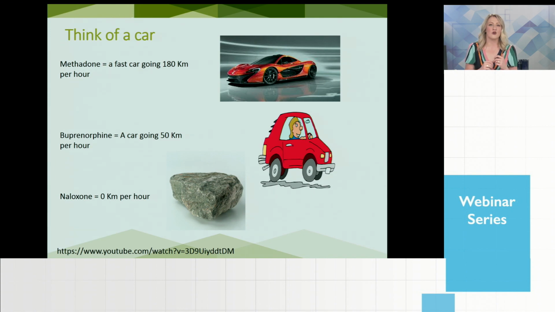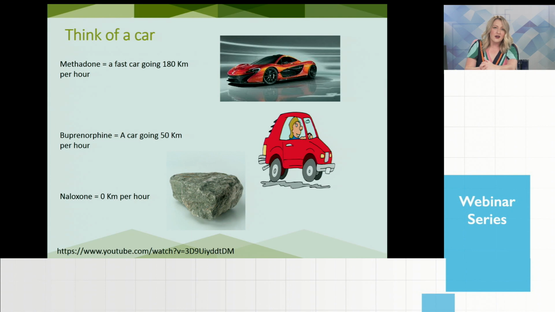Let's think of a fast car going 180 kilometers per hour. When we're talking about a partial agonist, such as buprenorphine, that's a slower car traveling at 50 kilometers per hour, and naloxone would be a rock, not moving at all. So if you're flying down the highway at 180 kilometers per hour and you drop a rock on the hood of your fast car, that's gonna feel really awful, and that's gonna put you into immediate withdrawal. And so that's what happens when somebody is experiencing an opioid overdose and they're given naloxone. Oftentimes, they don't wake up feeling great.